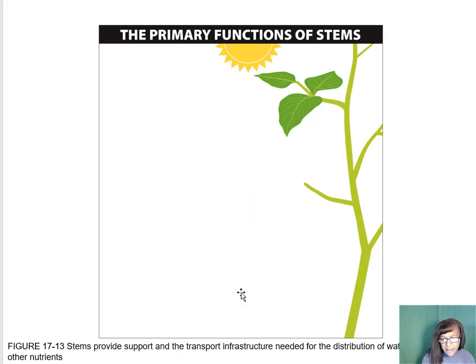So let's talk about the primary function of stems. We all have seen stems on plants, but let's look closer at what the function of a stem is. Stems provide support and transport infrastructure needed for the distribution of water, sugars, and other nutrients in the plant.